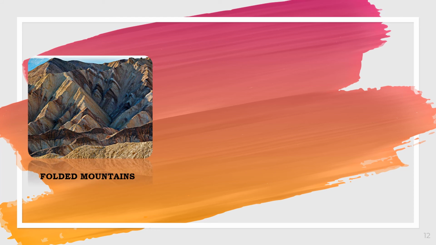Another land formation is what we call folded mountains. The type of plate boundary is again convergent. Two continental plates collide. Continental plate is not dense enough to subduct. As a result, the continental crust folds upward, creating a chain of folded mountains.